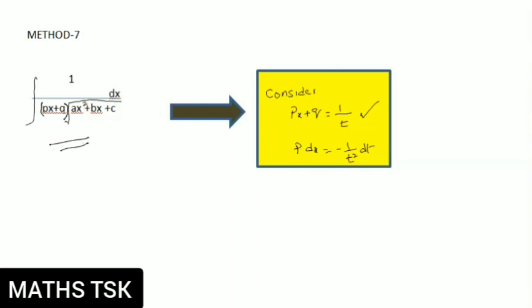In case of intermediate, it's very important. Let us take an example and see what it is. Integration of 1 by (1 plus x) into root of (3 plus 2x minus x square) into dx.